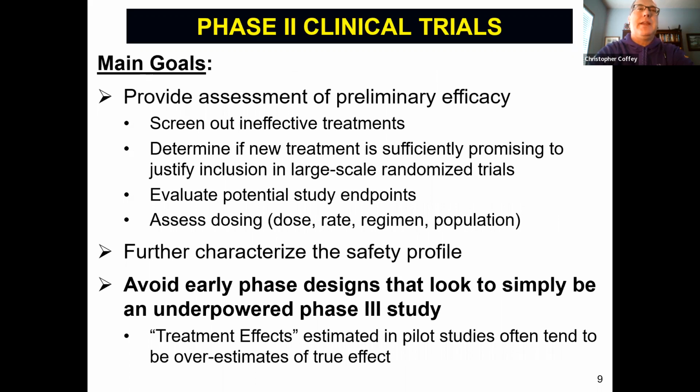So as I mentioned, the main goal is to provide an assessment of preliminary efficacy, screen out ineffective treatments, determine if a new treatment is sufficiently promising to justify going to a large-scale randomized clinical trial. And in many cases, another aspect of that is to evaluate potential study endpoints and make sure that your endpoint is the right one to use by the time you go into your confirmatory study. It's also important to characterize the safety profile.